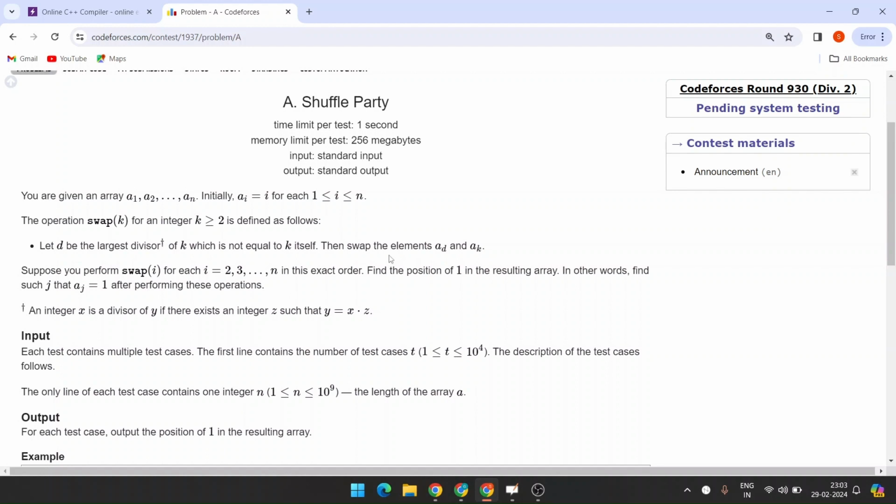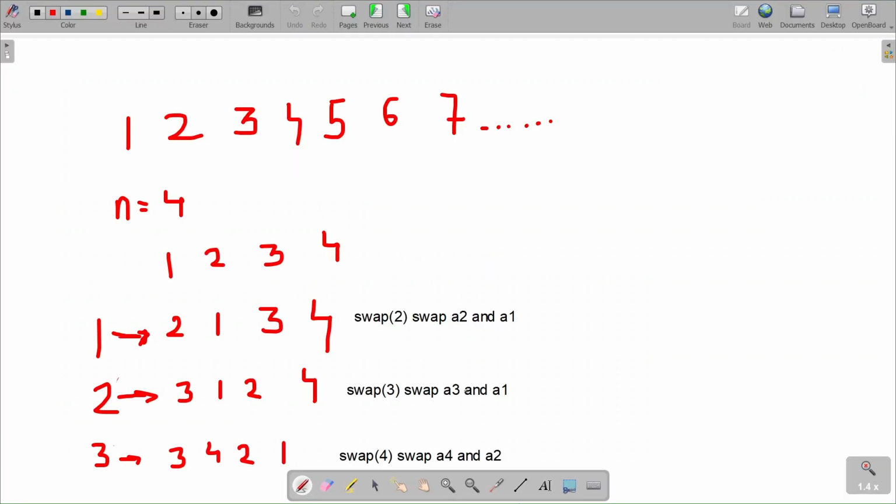Okay. So first let's understand what the question is telling. You have been given only n as input. Your array looks like, let's say n equals 4, so you have 1 2 3 4. Ai is equal to i, meaning a1 is equal to 1, a2 is equal to 2. This is the starting point.